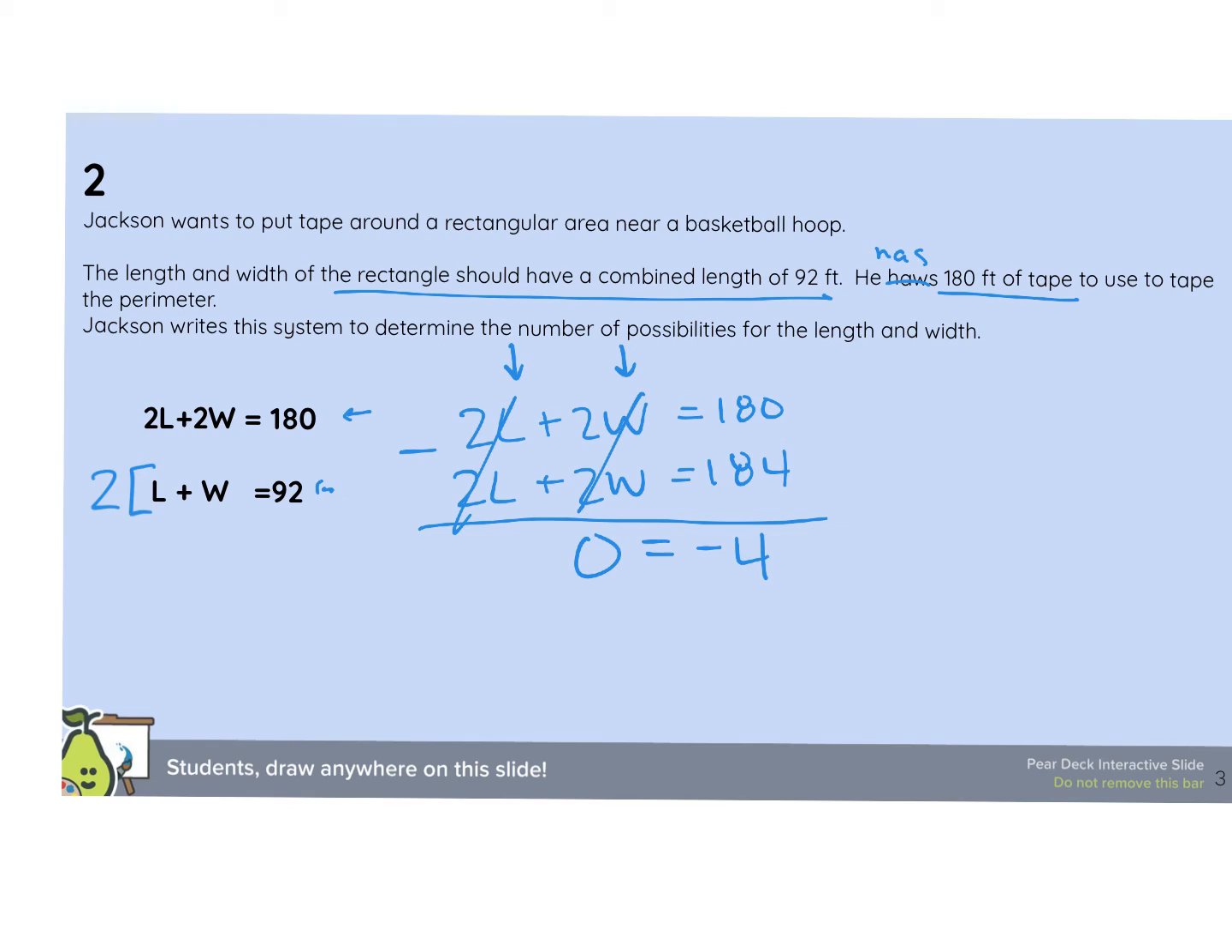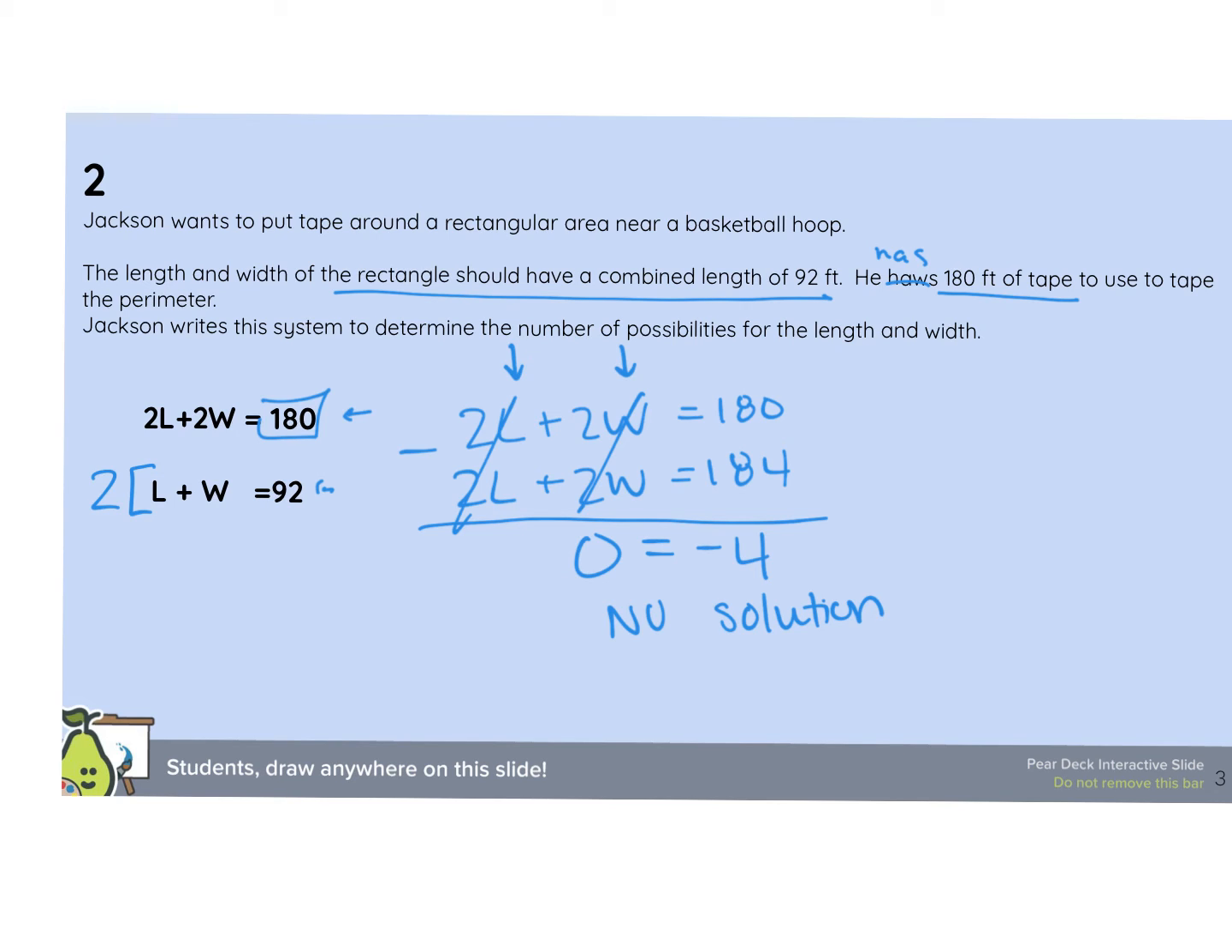This is not a true statement, you guys. Because these numbers are not the same, this means there's no solution. So he's not going to be able to put the tape around this perimeter because he doesn't have enough. He's short 4 feet of tape, it looks like, because he only has 180 feet, right? But if you add 92 and 92, that's 184.